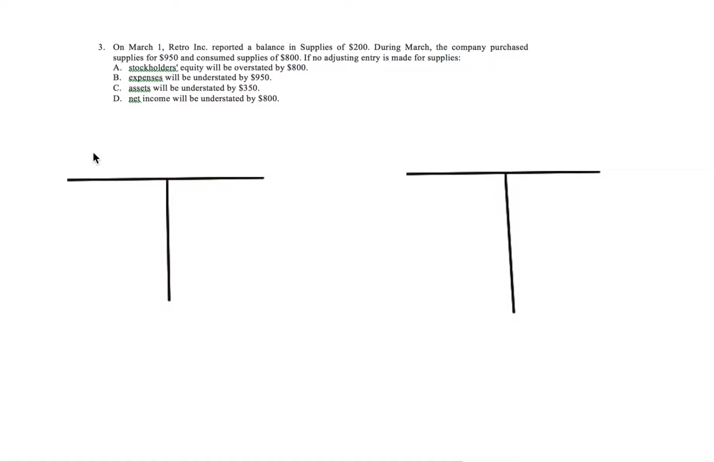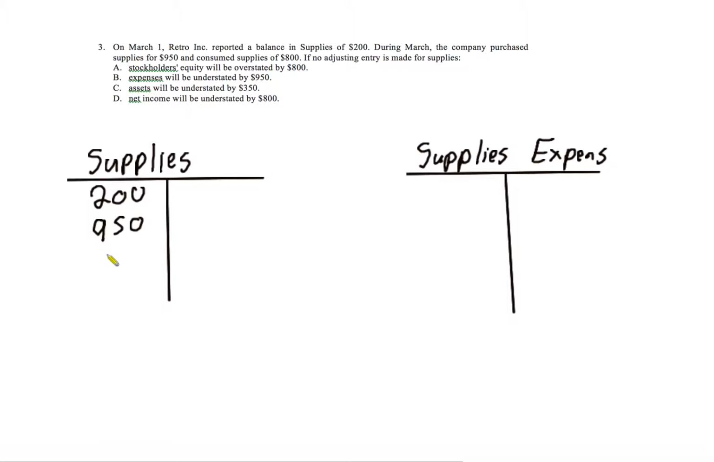So one account that would be impacted is going to be our supplies account, which is an asset. And then the other account that's going to be impacted is supplies expense, which is an equity account, stockholders' equity account. So to recognize 800 of consumption, well, let me go ahead and fill this out first. So we had a beginning balance of 200, and since it's an asset account, I know it's on the left side, my debit side, and then I purchased 950 worth of supplies.